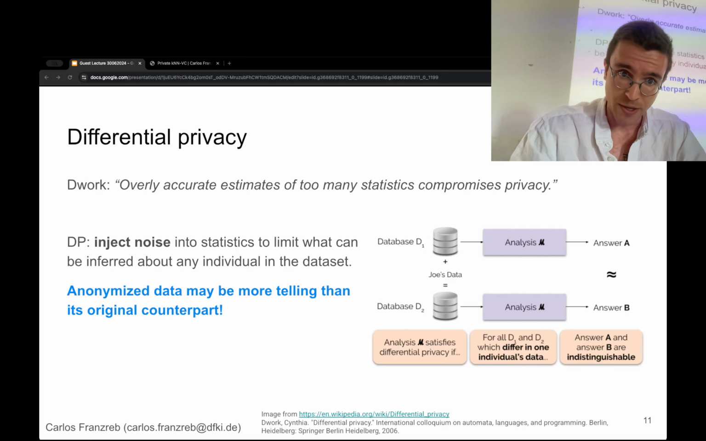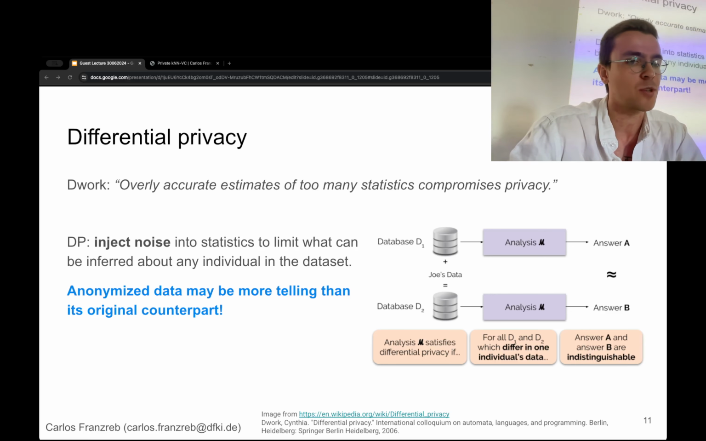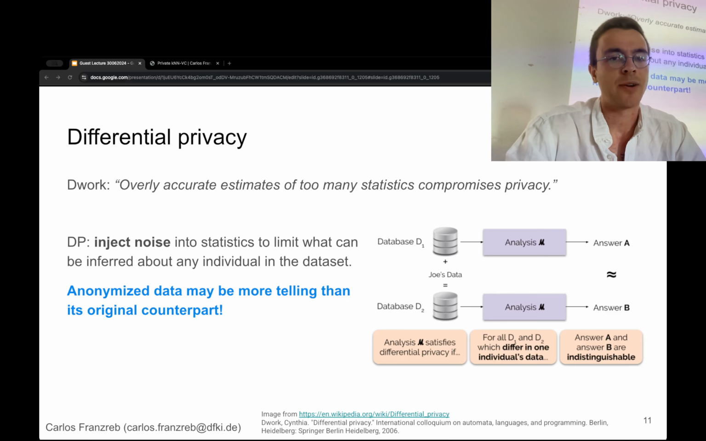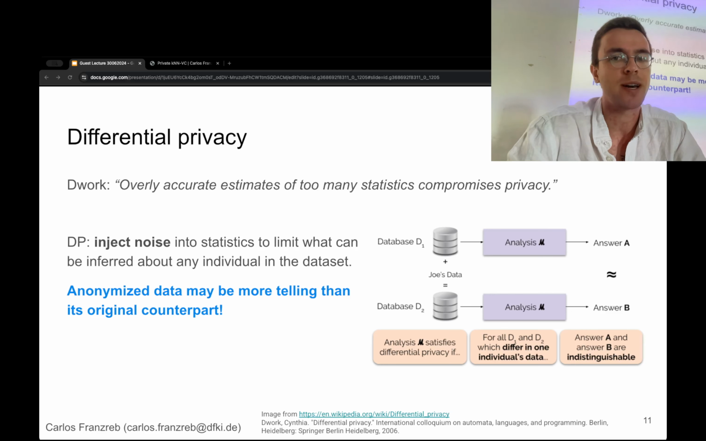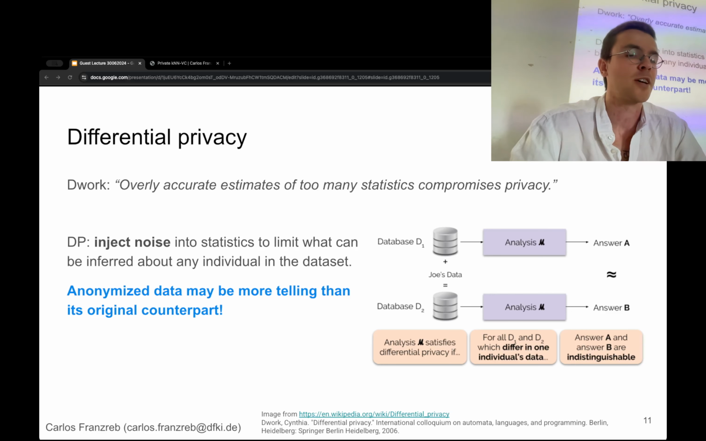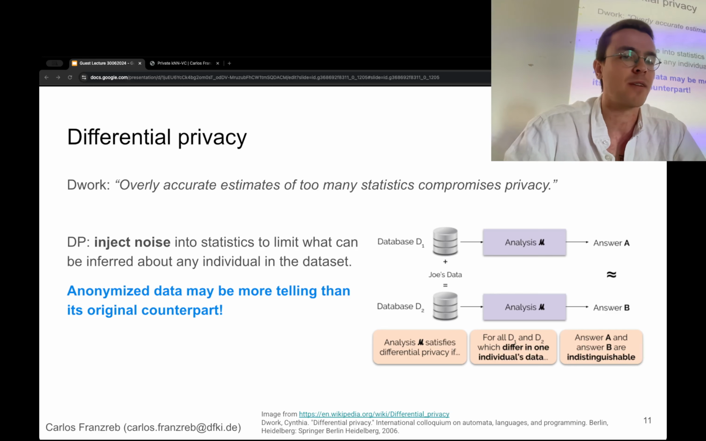So there is a second approach to privacy, which is more robust, and it also addresses these 2 weaknesses that we saw for k-anonymity. And it's based on this principle cited by Dwork, who is one of the main contributors to this field, that says that overly accurate estimates of too many statistics compromises privacy. So what differential privacy does to address this is injecting noise into statistics to limit what can be inferred about any individual in this data set.